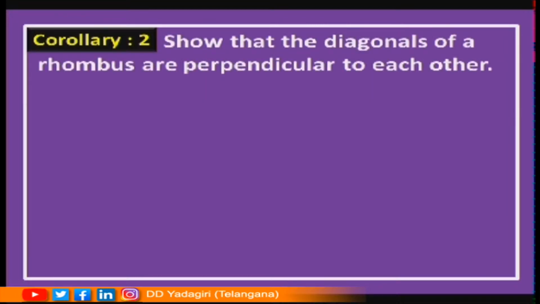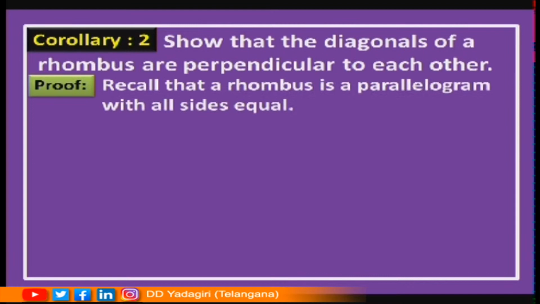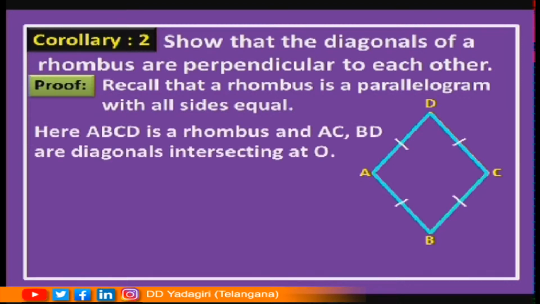Show that the diagonals of a rhombus are perpendicular to each other. Let us see the proof, children. Let us consider a rhombus. A rhombus is nothing but a parallelogram with all the sides equal, which we have already learnt in the definition, isn't it? So, we take a rhombus ABCD. In this rhombus, you can notice all four sides, that is AB, BC, CD and DA, are equal. Now let us draw two diagonals, AC and BD, both intersecting at point O.